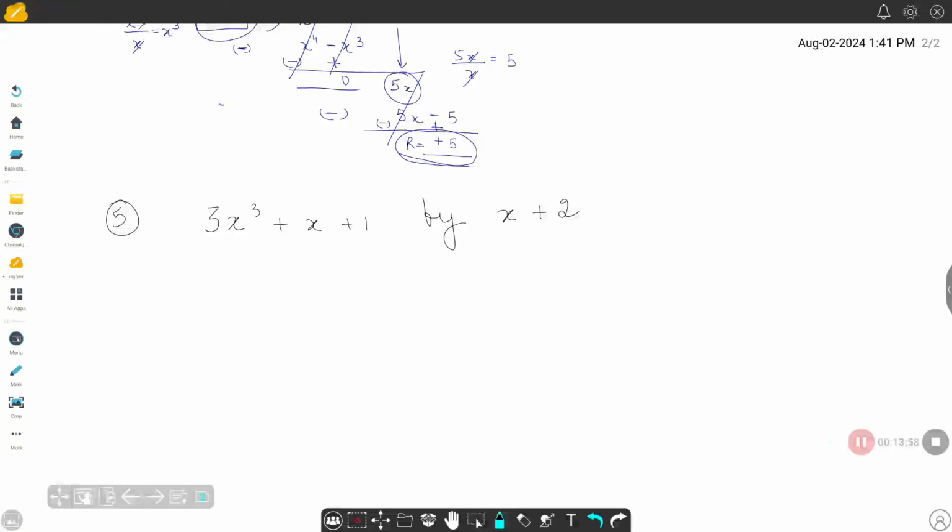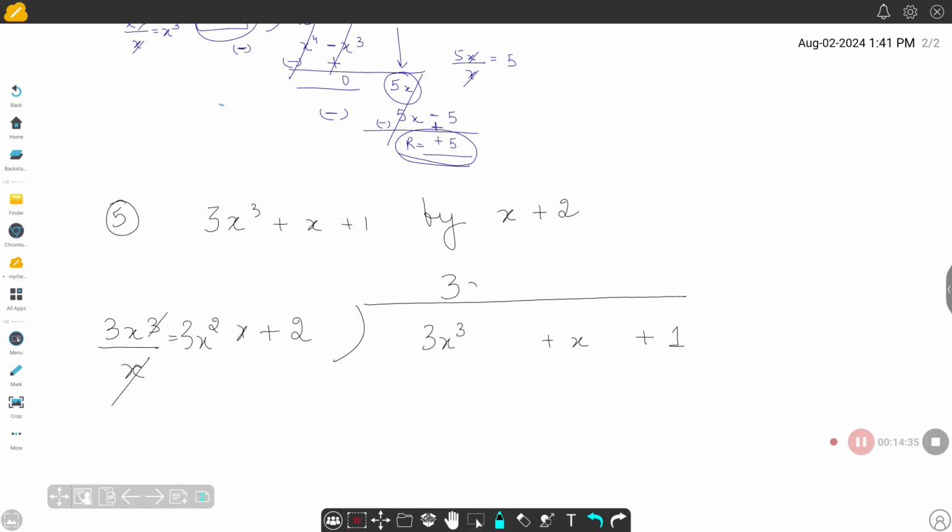Let me consider another question, 3x cube plus x plus 1 to be divided by x plus 2. So both already are in the standard form. So 3x cube plus x plus 1. Now take the first term of the dividend, 3x cube, and divide it by the first term of the divisor, x plus 2. So the first term will be x. Cut them. So 3x square will come as the first term of the quotient.